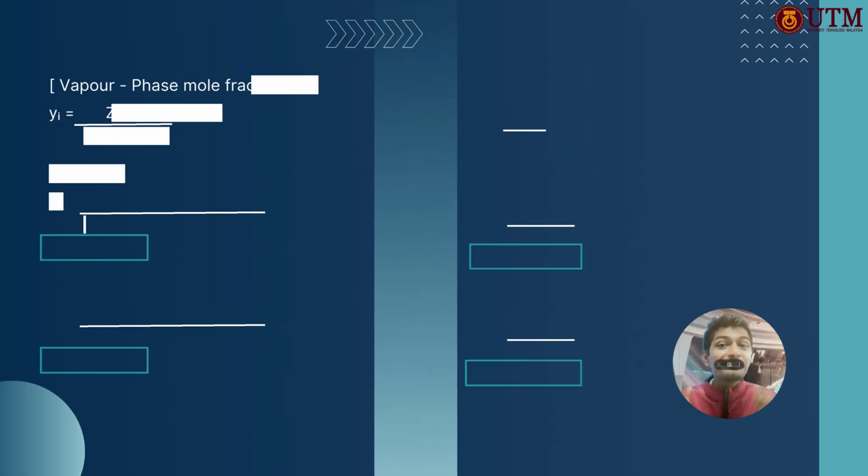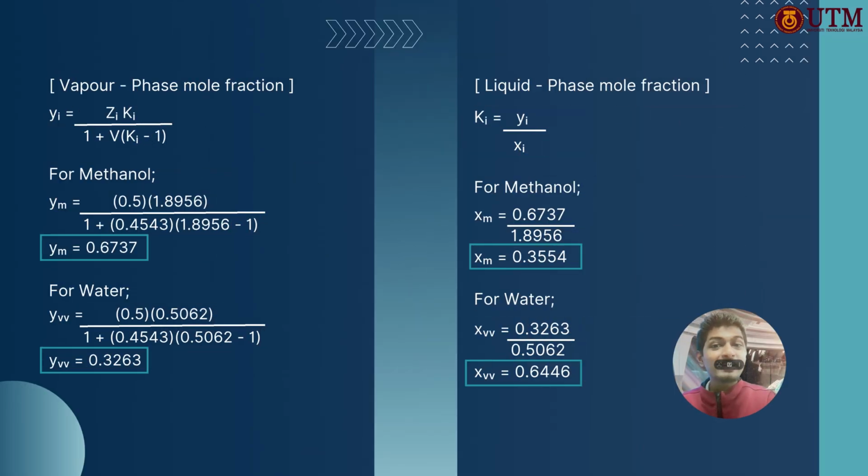Finally, we determine the composition of each phase. First, the vapor phase mole fractions are calculated using Yi equals Zi Ki divided by 1 plus V bracket Ki minus 1. For methanol, we get Ym, which is 0.6737, and for water, Yw equals 0.3263.